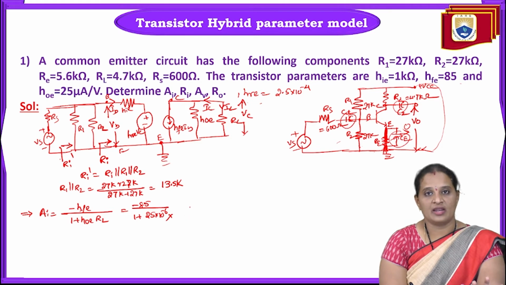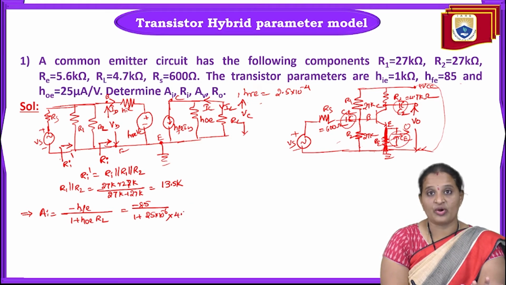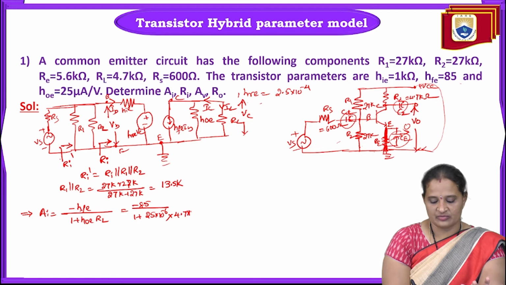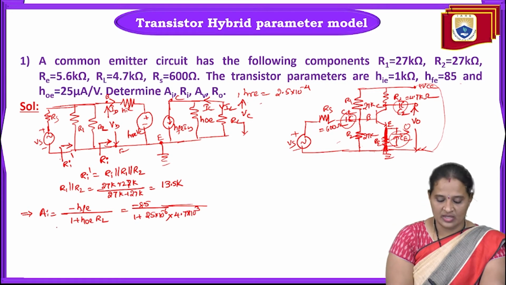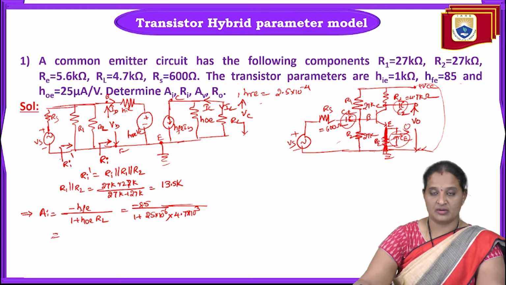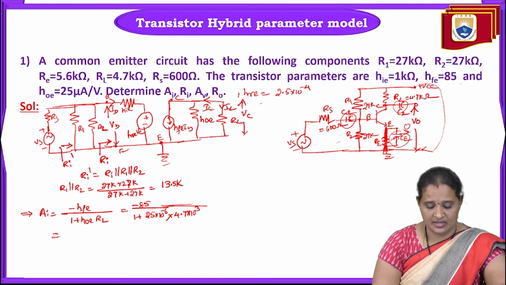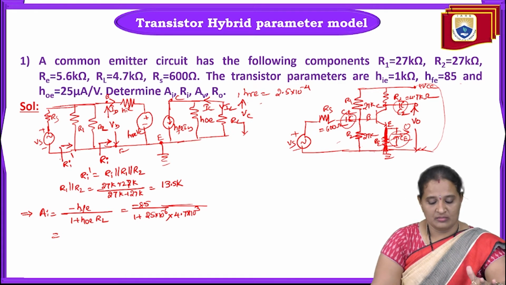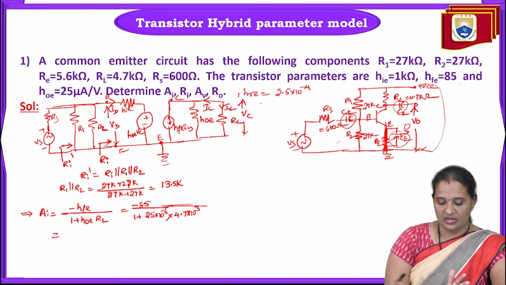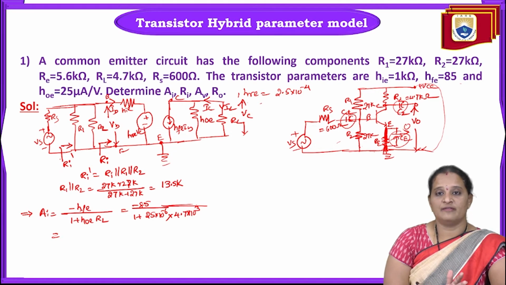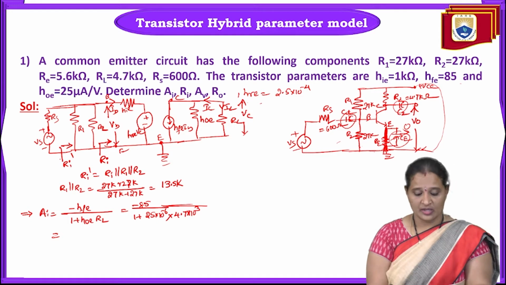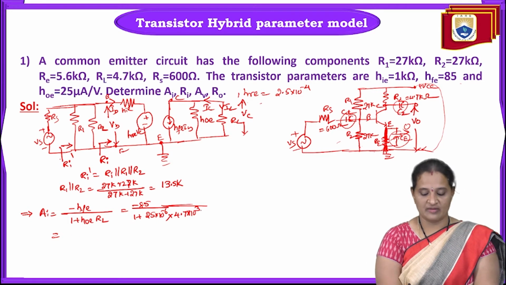What is the value of RL? RL value is 4.7 kilo, that is 4.7 into 10 to the power of 3. Okay, so here this is the value of that current gain. So we will be getting it as negative. Just calculate this value and find it out here. So you can just evaluate this value and substitute here.